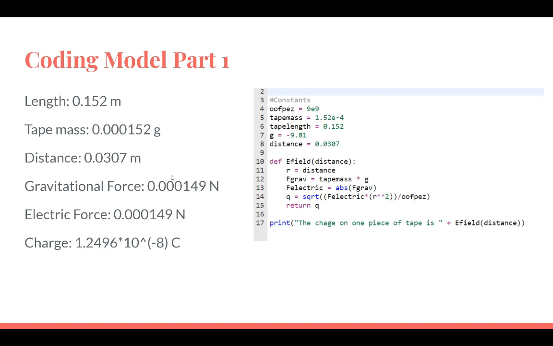The gravitational force is just the mass of the tape times 9.81, which was this. And then since they're in equilibrium, the electric force is just going to be the negative of the gravitational force, so they're going to have the same magnitude, right? And then after that, we just manipulate the E field equation to figure out what the Q is, the charge. And we got the charge is 1.2496 times 10 to the negative 8.